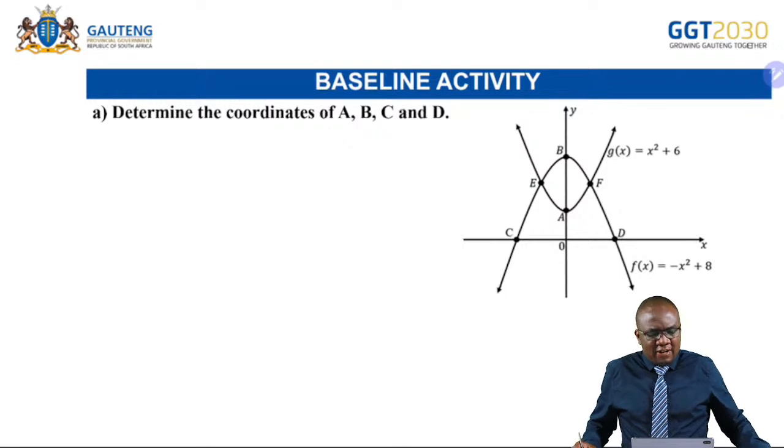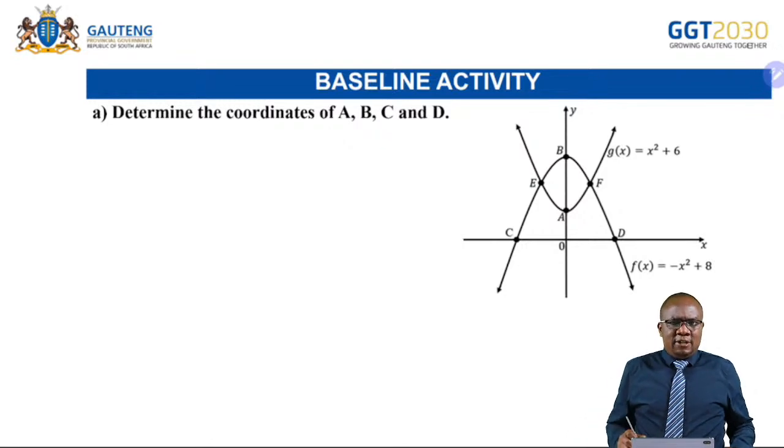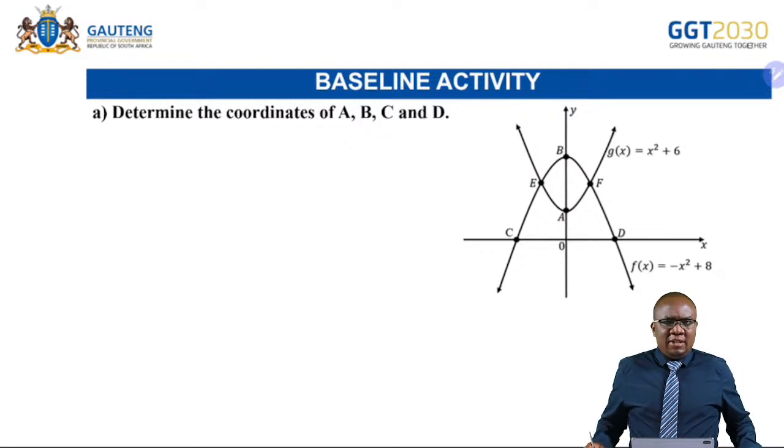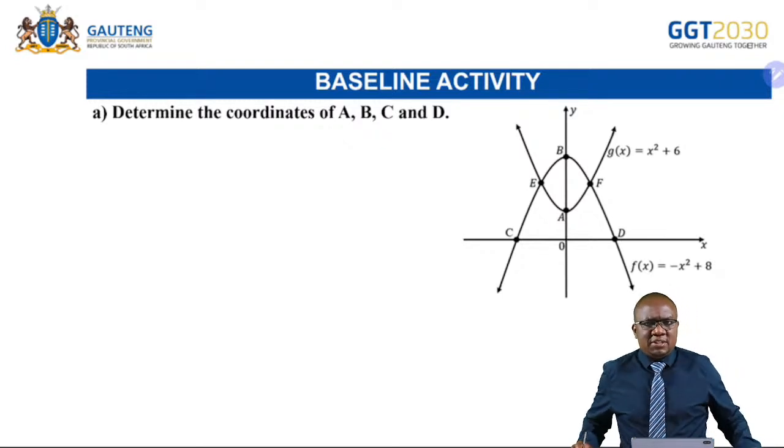Let's start by finding the coordinates of A and B. 2 minutes. Let's find the coordinates of A and B. Let's do that for 2 minutes. Let's try.